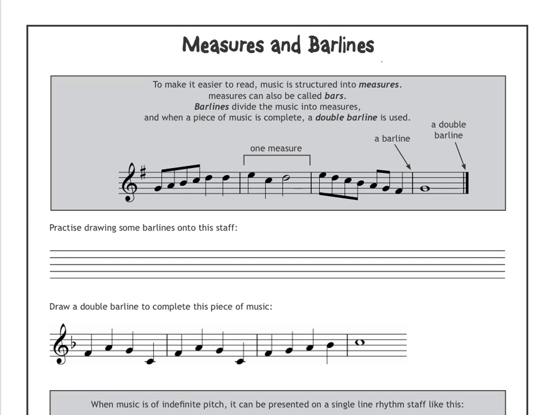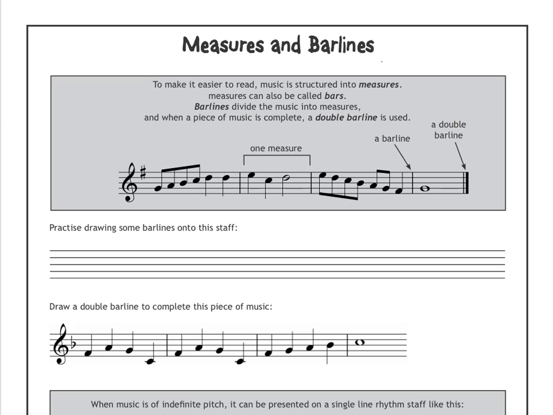We're going to start by talking about measures and bar lines. Measures and bar lines work together. The measure is where you have the actual music, inside these sections here. And the bar lines are these vertical lines that separate groupings of notes, okay? So it says to make it easier to read, music is structured into measures. It can also be called bars.